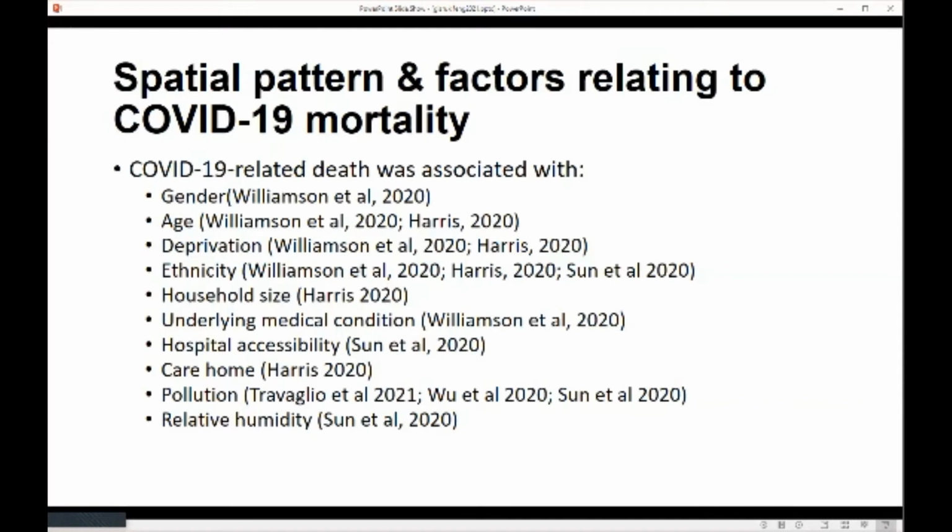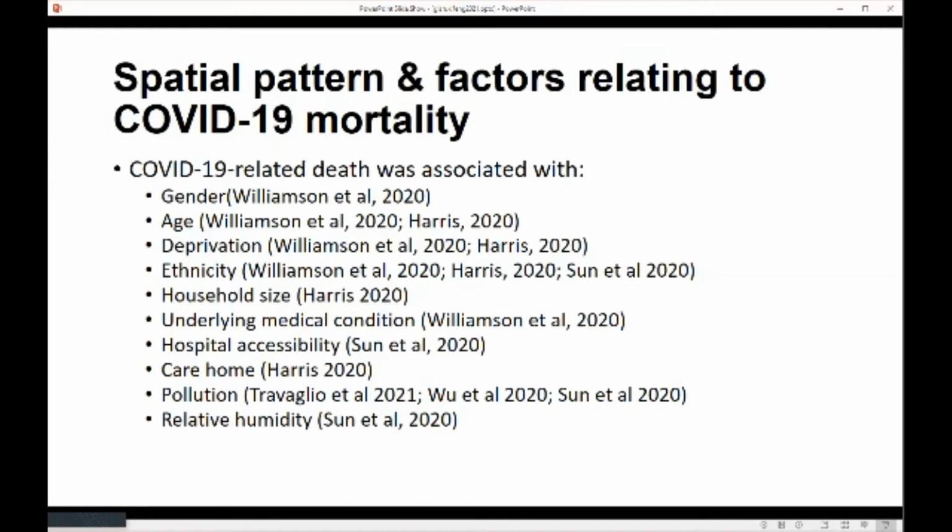In terms of deprivation, it has been found that people who came from a lower socioeconomic background or live in more deprived areas had higher mortality rates. Ethnic minorities have also been shown to have higher mortality rates. Underlying medical condition is another one. People with some underlying medical conditions have also been shown to have higher mortality rates.